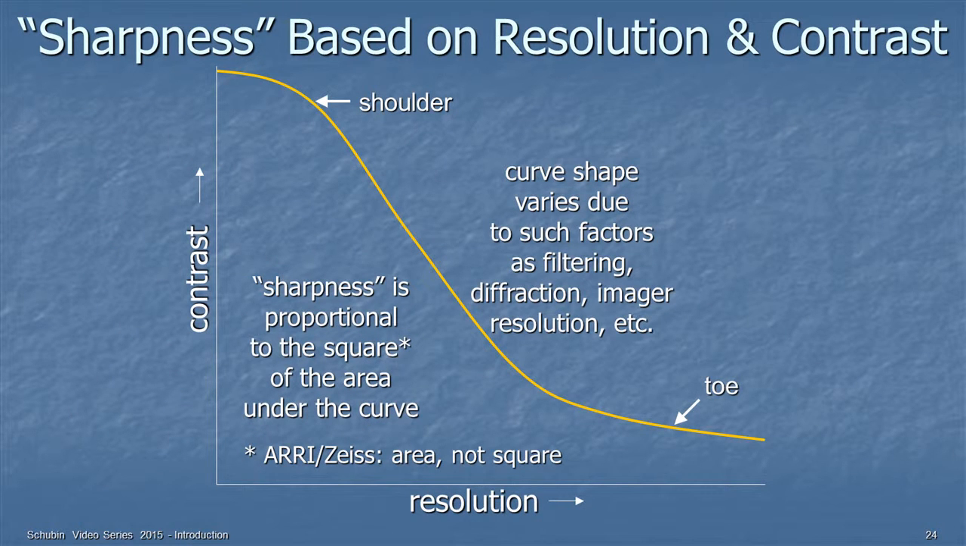Sharpness also is based on two different characteristics, not just resolution, but both resolution and contrast. It's proportional either to the square of the area under the curve that I'm showing here, or some people say it's just the area. But either way, whether it's the square or the area, it's significant that contrast adds to sharpness as well as resolution adding to sharpness.